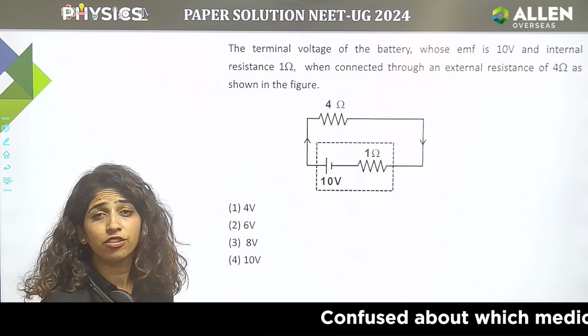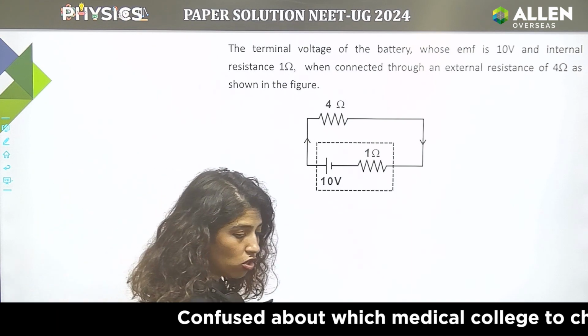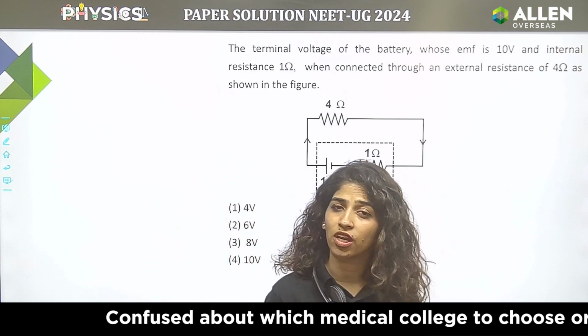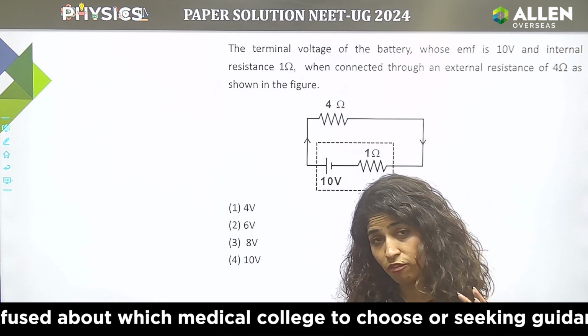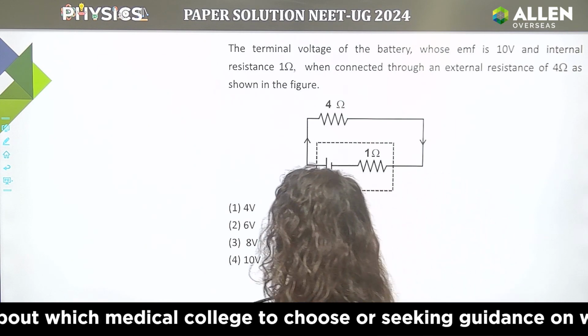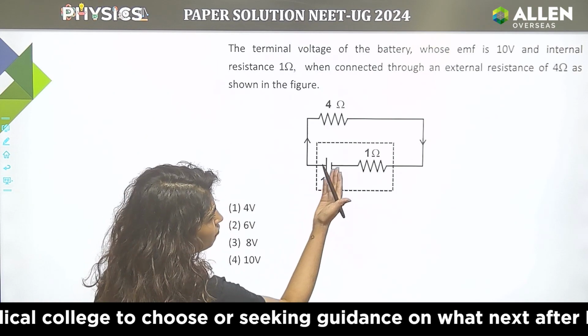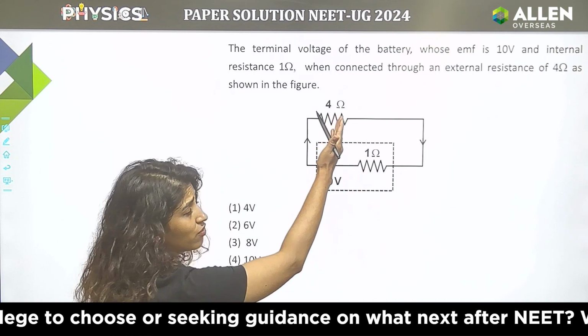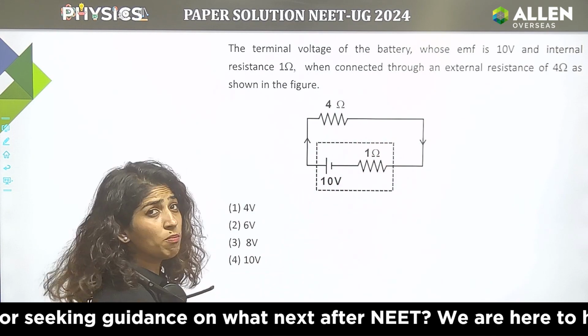Next question from current electricity. As you can see, there were a lot of questions asked from grade 12th. 60% of the questions are from grade 12th and around 40% questions are from grade 11th. Let's see, very simple question. There is EMF, internal resistance, external resistance 4 ohm. They are asking what is the terminal potential difference.